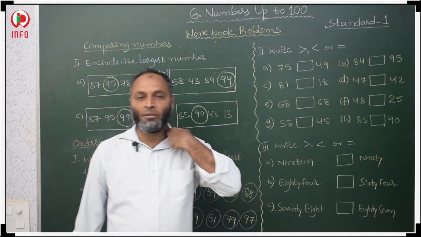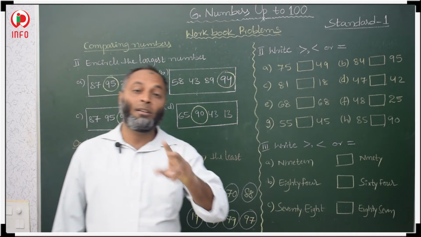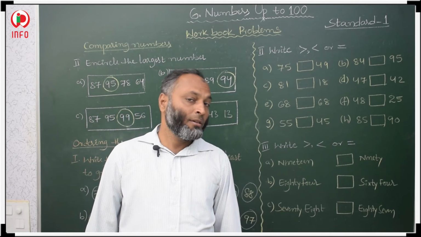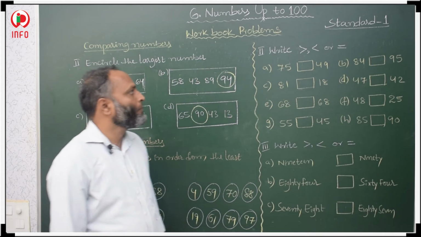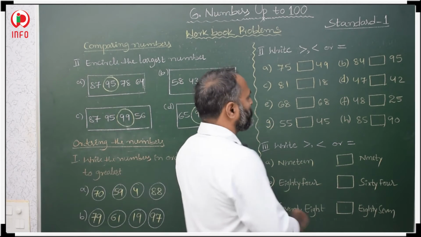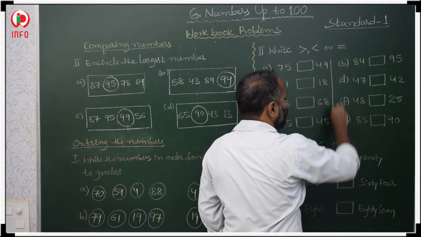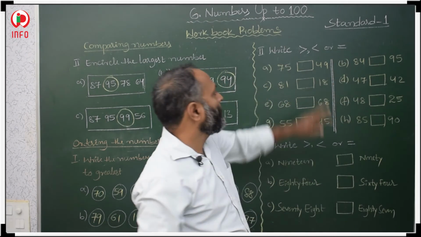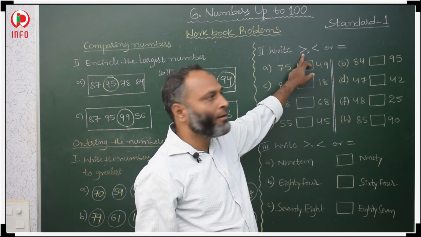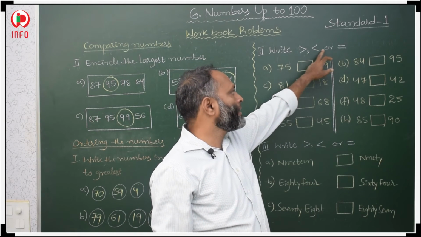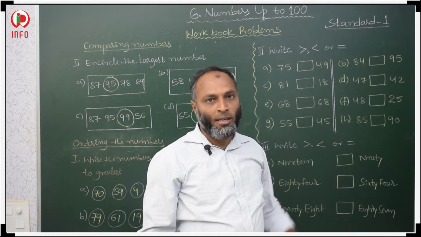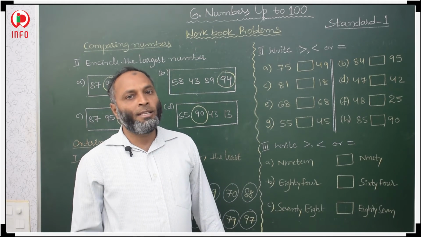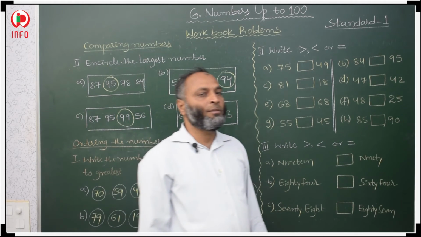There were two similar questions in this; do those two similar questions as your home assignment. Okay students, now see here. In this we have to put the given signs. This is the greater than symbol, this is the less than symbol, this is the equal to symbol. So greater than, less than or equal to. Out of these three symbols, any one symbol we have to use.